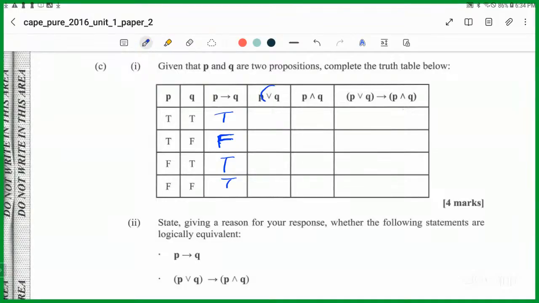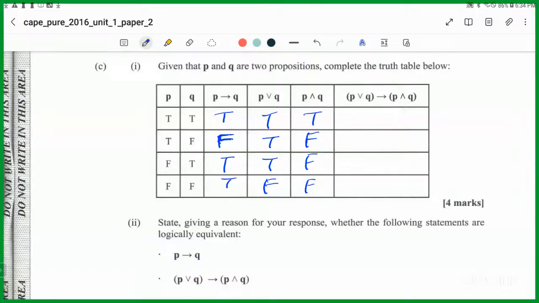This is or. Or is true if any one of them is true. So true or true is true. True or false is true. False or true is true. But false or false is false. Now this is and. And is true only when both of them are true. So true and true is true. True and false is false. False and true is false. False and false is false. So and is true only when both of them are true.